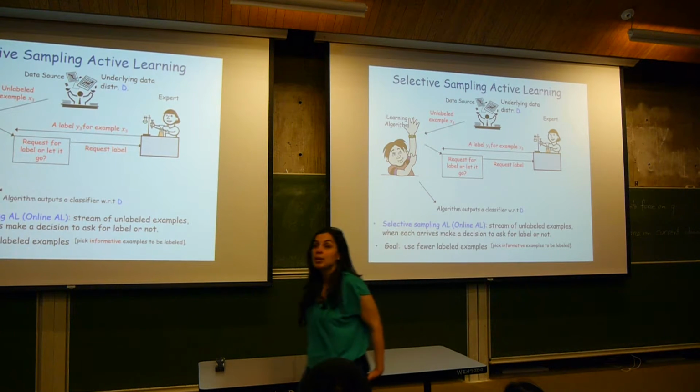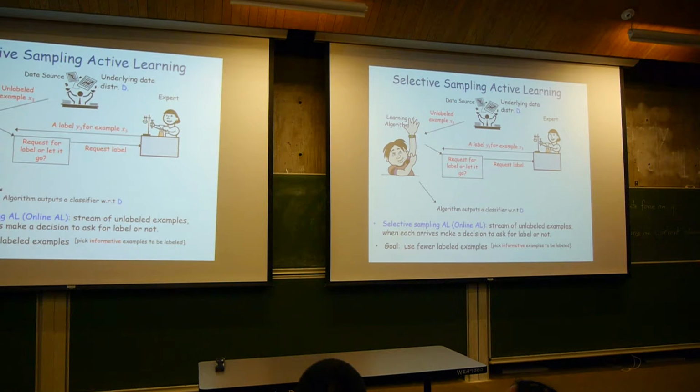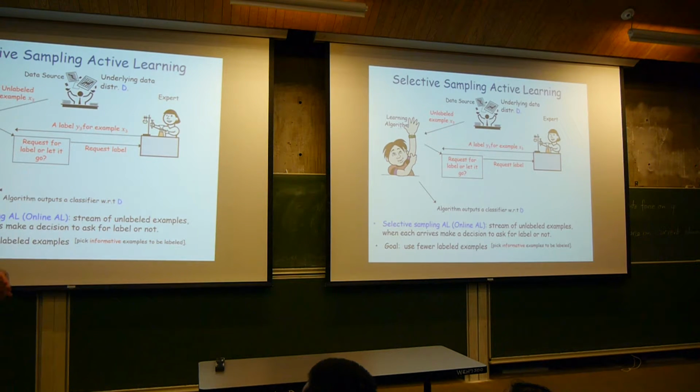But then after not too many steps, the goal is still to output a classifier that has small error rate with respect to points that come from the same underlying source. And we also wanted to ask for as few label requests, as few label queries as possible.